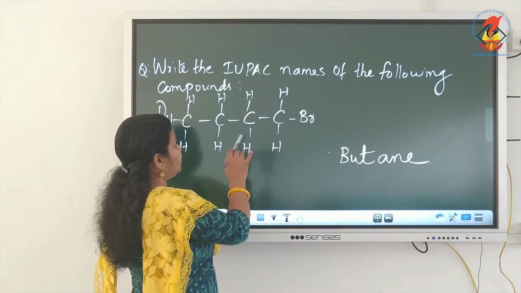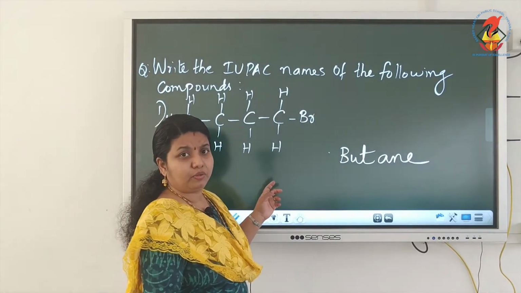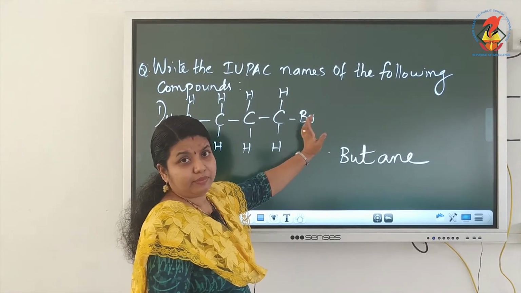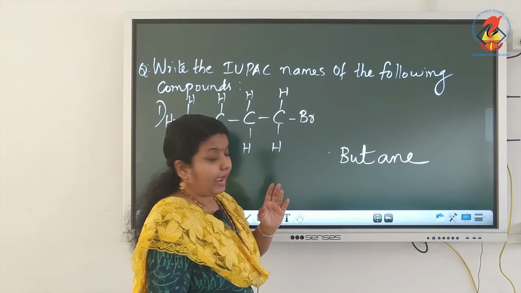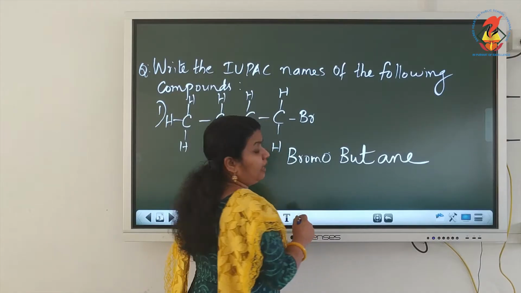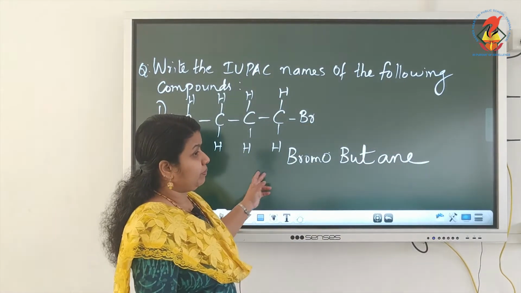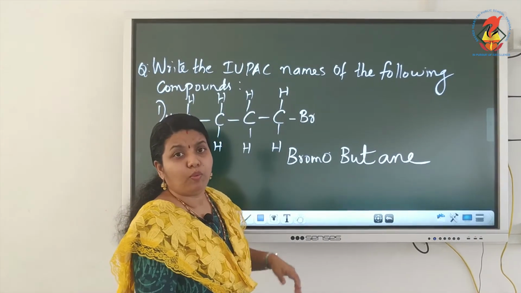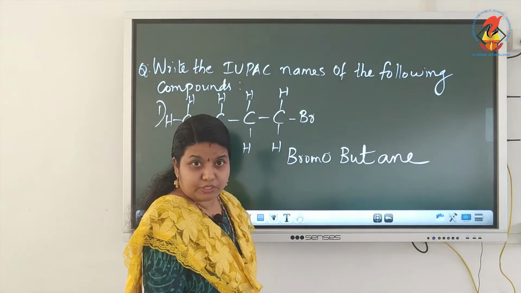Now, look for the functional group. Is there any functional group present? Yes, there is a bromine atom. Bromo should be added as a prefix, as chlorine and bromine are used as prefixes. So, the term bromo should be used as prefix. So, the name becomes bromobutane. I hope it is clear to you.